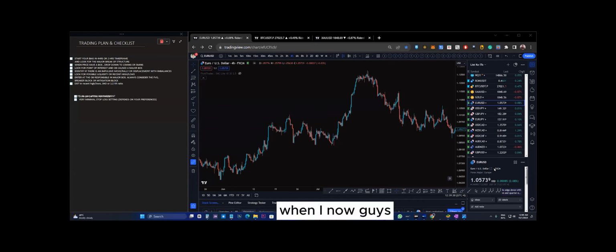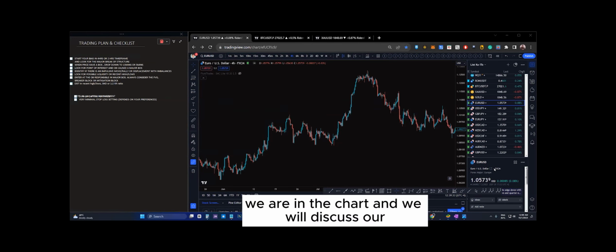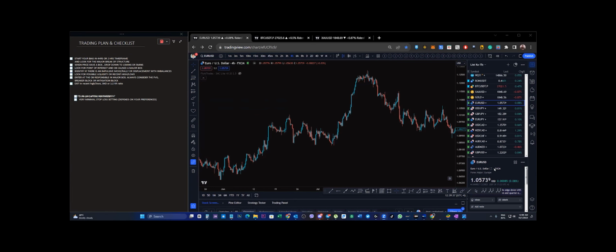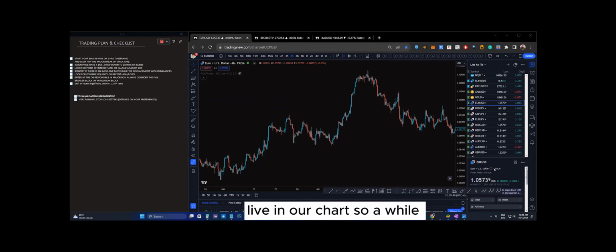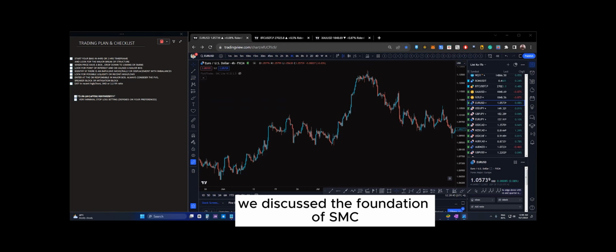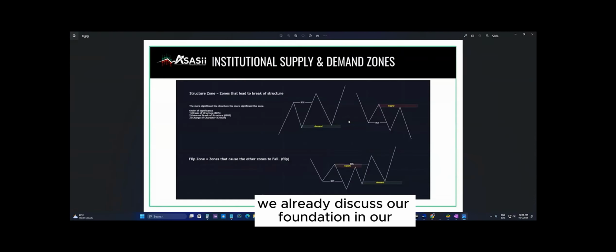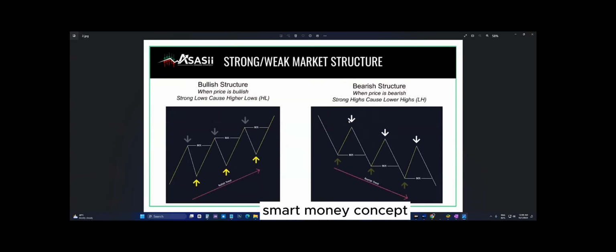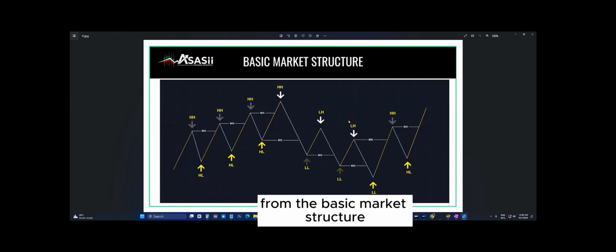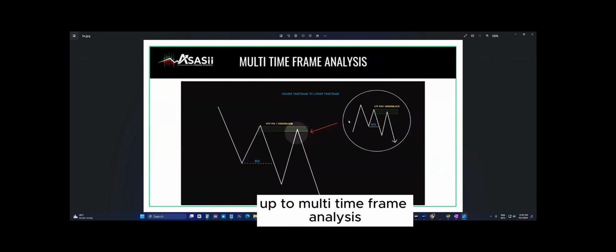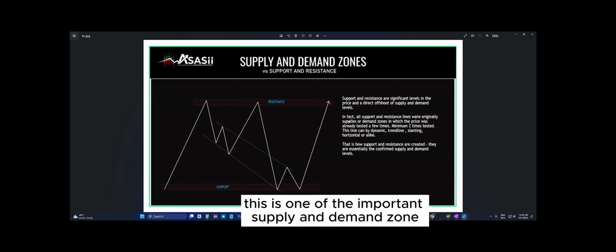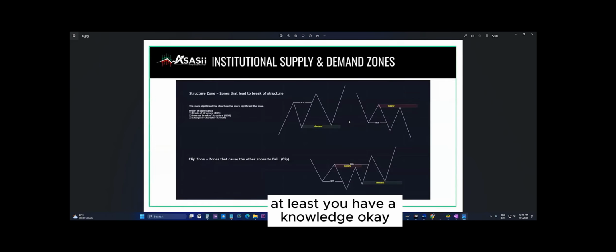So now guys, we are in the chart and we will discuss our smart money concept simplified course live in our chart. Kanina, na-discuss na natin yung different foundation. We already discussed our foundation in our smart money concept, from the basic market structure up to multi-time frame analysis. This is one of the important supply and demand zone. At least you have a knowledge.